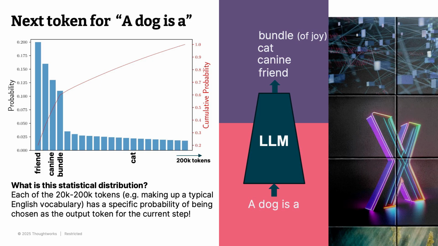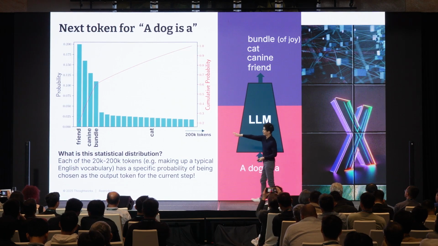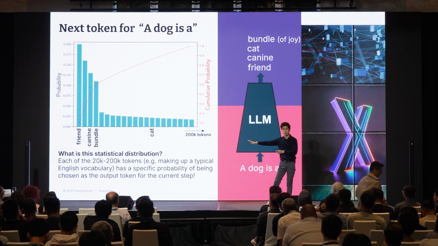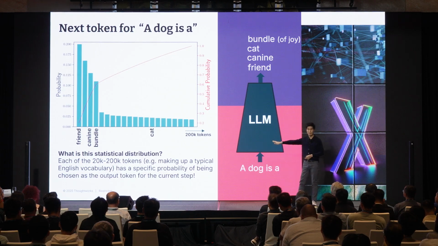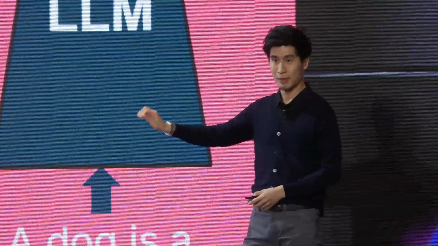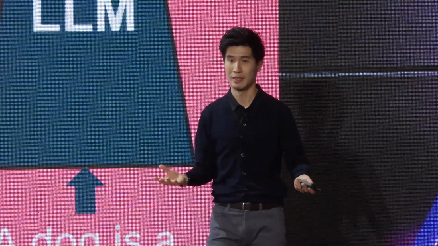So let's stick to this example. What is this statistical distribution in terms of what we can visualize? Using this probability distribution chart, it really makes sense once we can visualize that friend, canine, and bundle are the possible tokens that make more sense than, for example, cat. A dog definitely can be a cat to people who are animal lovers. To someone who loves a dog as much as a cat, it can be either, right? They are both lovely animals. But it's probably something that's less likely for us to encounter looking at the entire corpus that we see in the world.